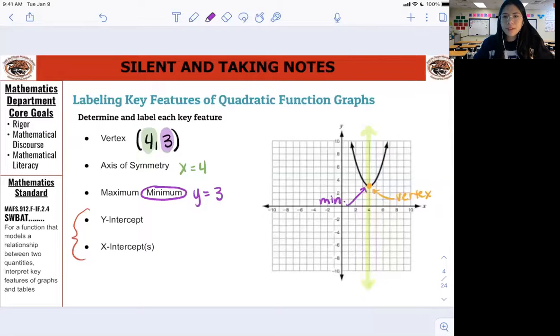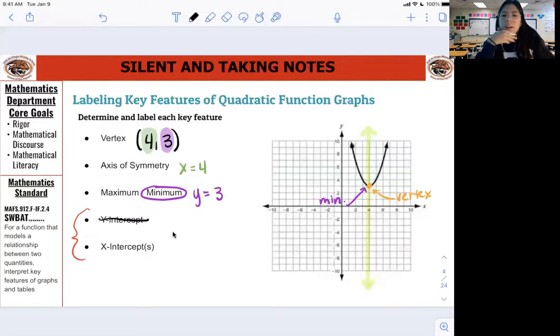Okay. Now, the last 2 I said were going to be a little challenging. That's because it's a little hard to tell on this graph where the y-intercept is going to be. So we're going to skip that one because you can't really tell. This is going to keep going and the y-intercept will be somewhere up there, but we can't really tell where. So we're just going to skip that one.